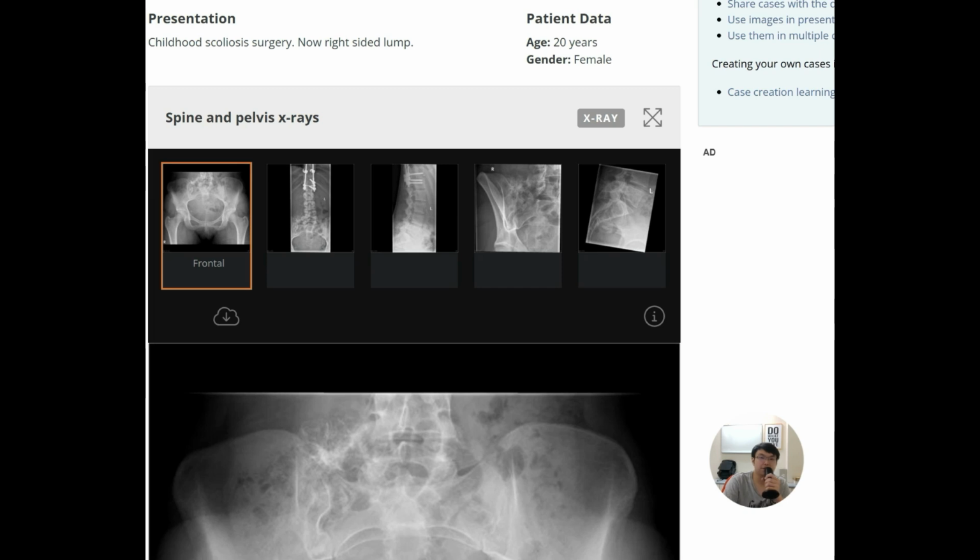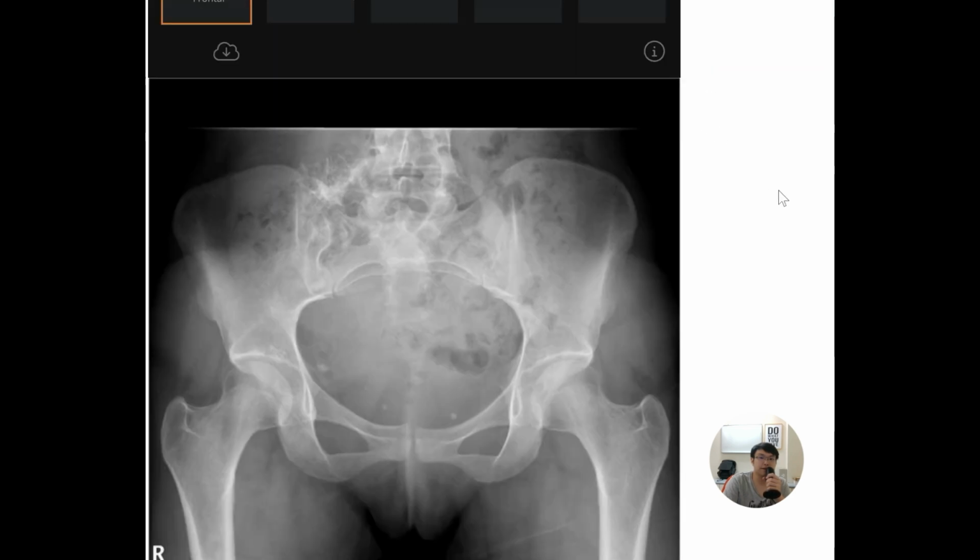Hi everyone, today we are going to look at this radiographic case. This is a 20 year old female patient with a childhood scoliosis surgery, now presenting with a right-sided lump. Let's pay attention to this frontal pelvis radiograph.